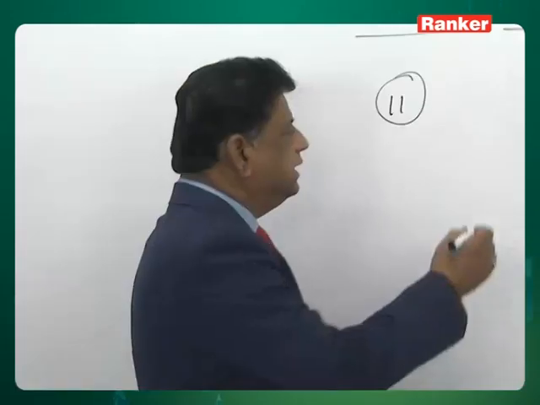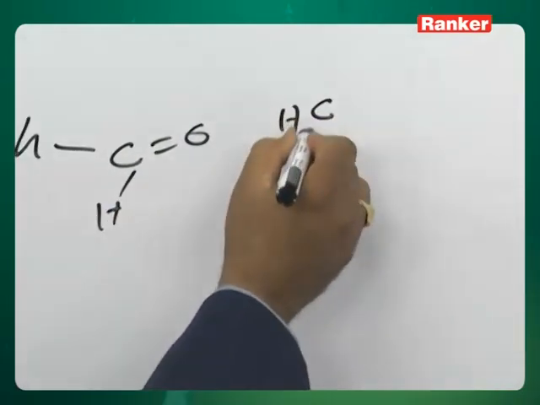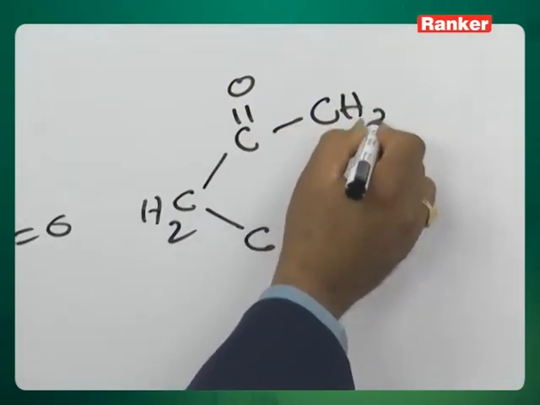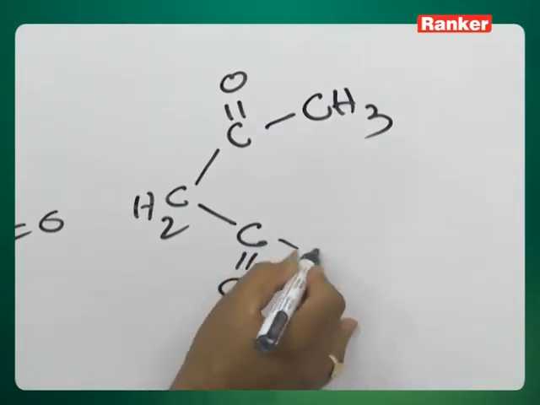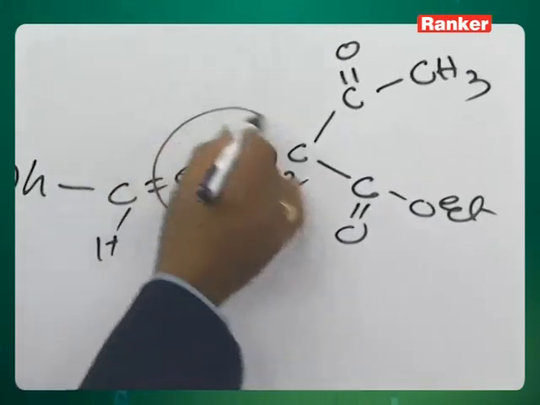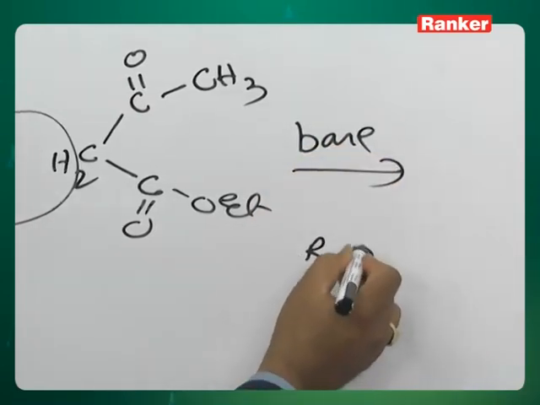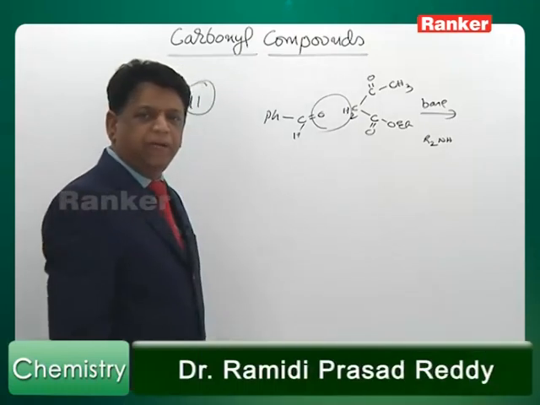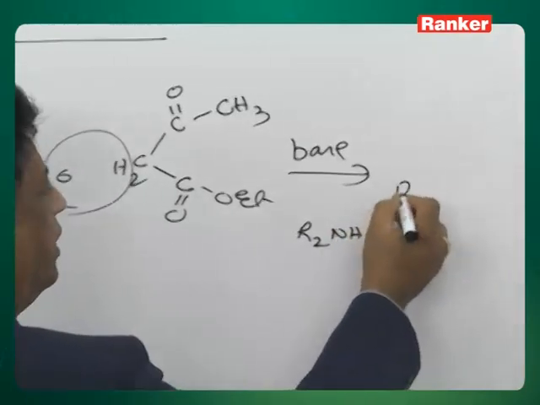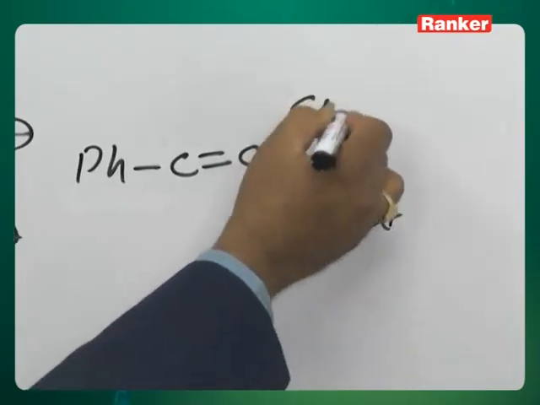So what happens in this reaction? Let us see. Benzaldehyde is undergoing a reaction with the CH2 group contained in ethyl acetoacetate. That is, this is the aceto group containing acetic acid ethyl ester. So the condensation takes place in a base. The base given here is R2NH, that is a 2-degree amine, diethylamine or dimethylamine. This will take part in this condensation reaction. So a product is formed like this: a phenyl with C double bond, and one side is COOEt, the other side is COCH3.